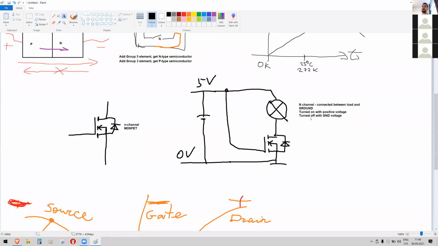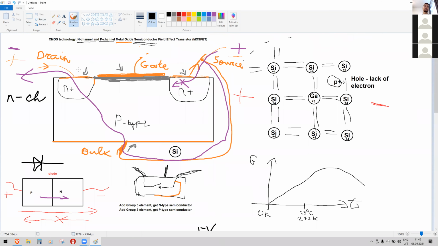So I didn't write negative voltage because you don't have to put some -5 volts on the gate. You just have to disconnect it from the positive voltage and connect it to ground, to 0 volts. Also, one important thing, here's the problem. If you connect a transistor to 5 volts, you open it, right? Electrons run to the gate.